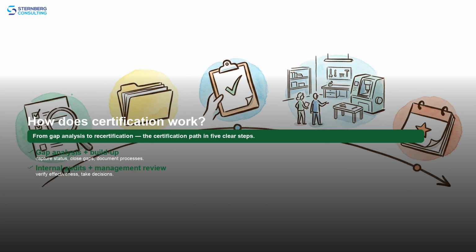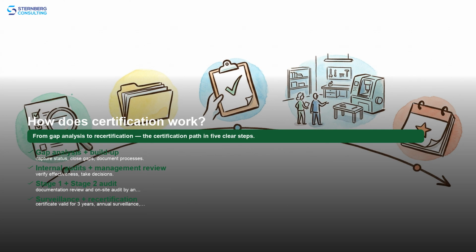Then the accredited certification body comes in. In the Stage 1 audit, it reviews the documentation and readiness. In the Stage 2 audit, it audits the operational implementation on site. After a successful audit, the certificate is issued for 3 years. Annual surveillance audits keep the system alive, and recertification follows after 3 years.